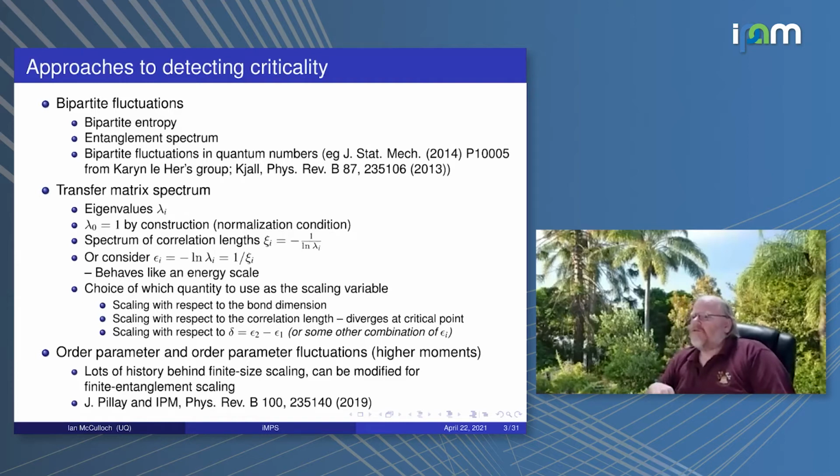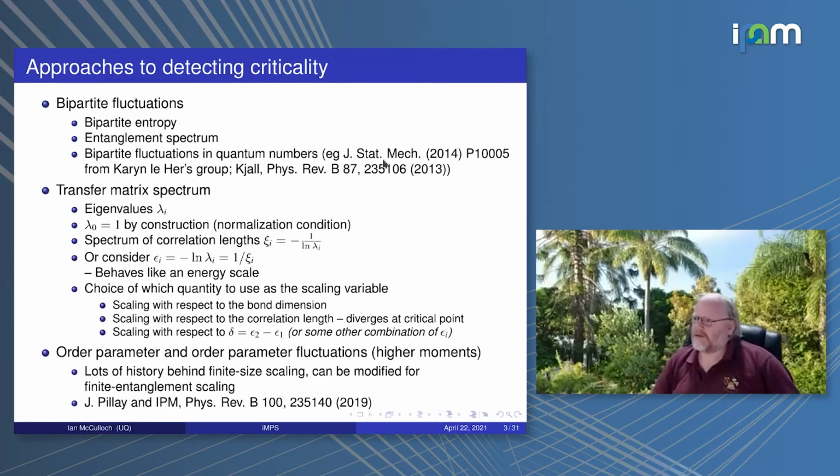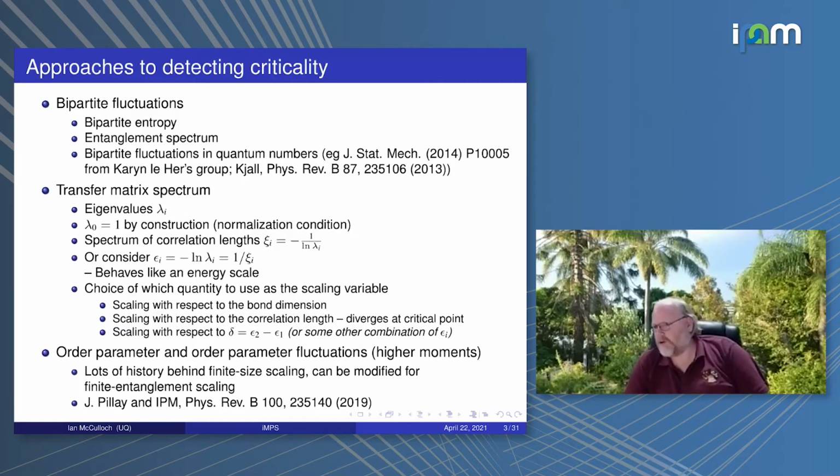And if you look further at this, then you can get quite some detailed information, for example, by looking at the entanglement spectrum, by looking at bipartite fluctuations of the quantum numbers. And there's a couple of good papers on that, which I recommend to have a look at. Another somewhat related approach is to look at the transfer matrix spectrum, especially that determines the spectrum of correlation lengths of your system. So the correlation length obviously is a quite key property when you're looking at critical phenomena.